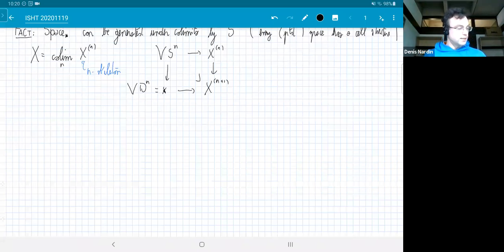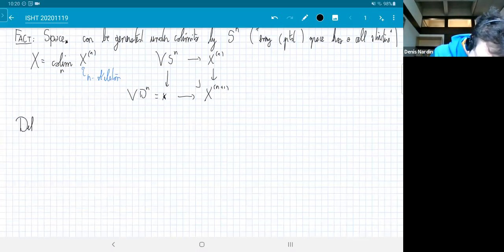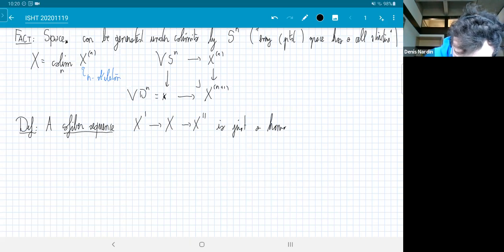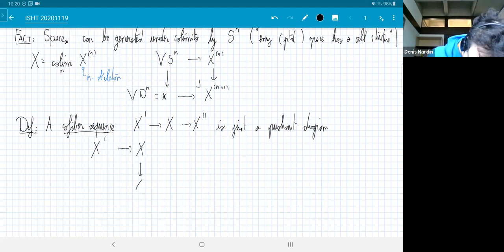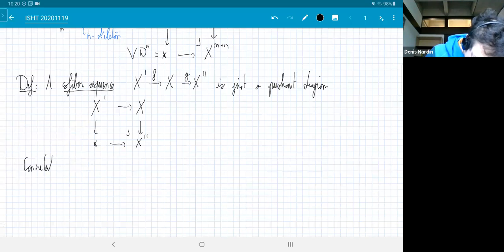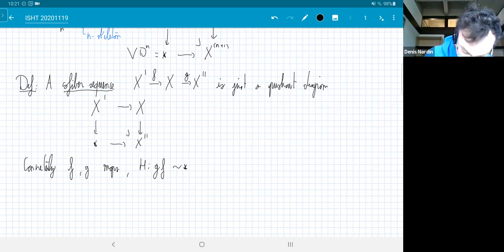Okay, if you don't, let me first add an admonition I should have given last time. A cofiber sequence, which I'm going to write as X' goes to X goes to X'', is just a homotopy, I said I wouldn't use homotopy anymore, a pushout diagram: X' goes to X, X' goes to the point. So concretely, this means that you have two maps, F and G, and H, a homotopy of G F with the constant map at the point.